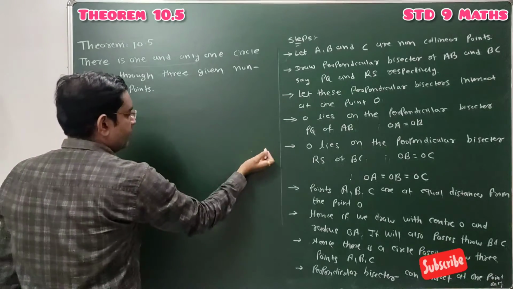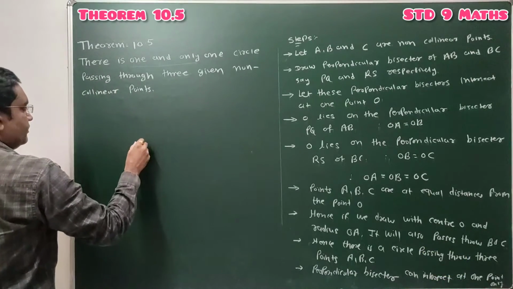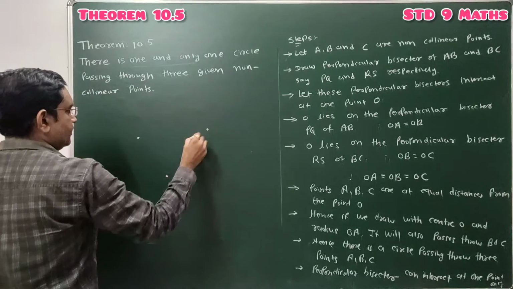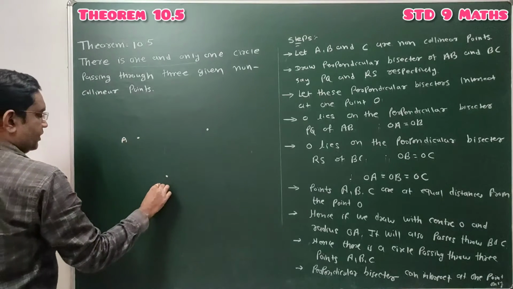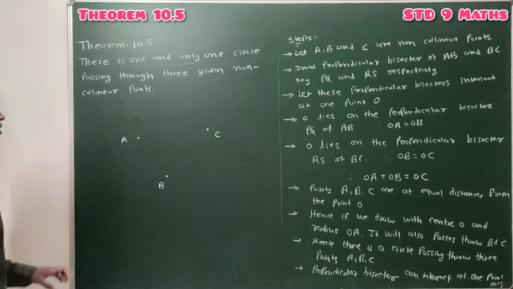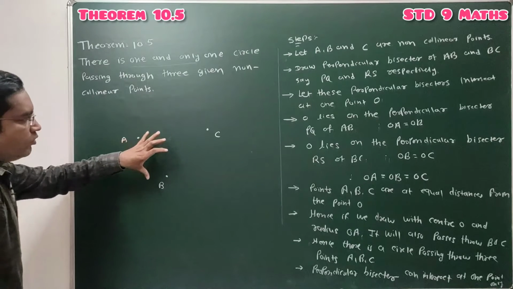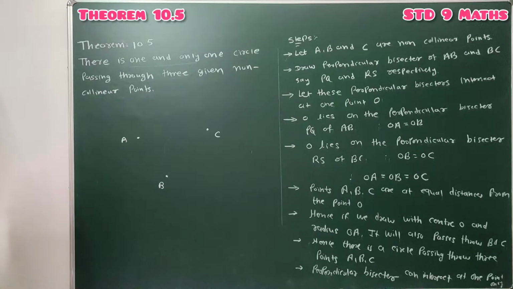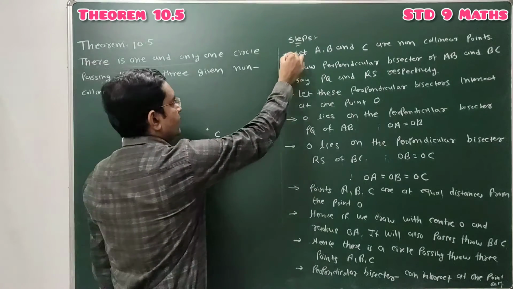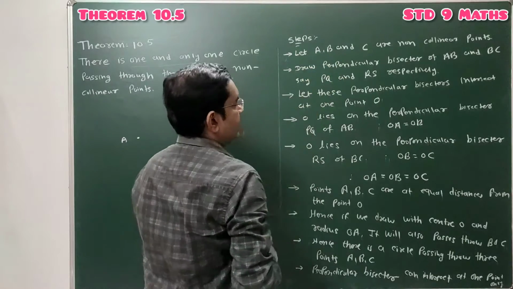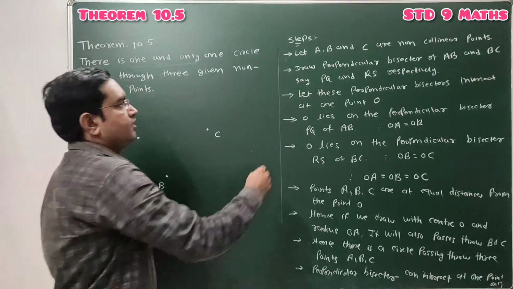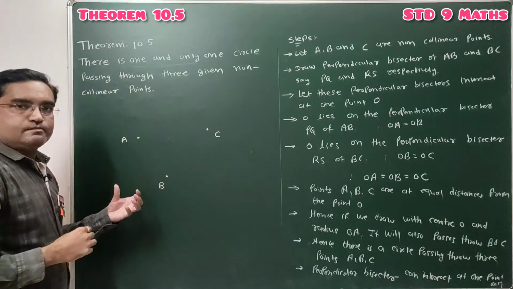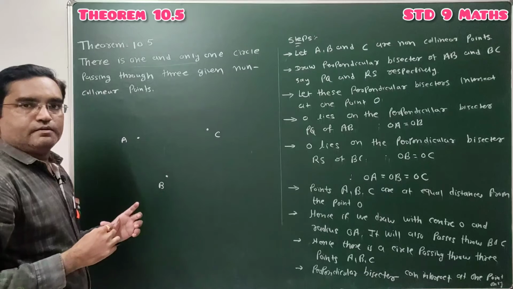So what are non-collinear points? The points which do not lie on the same line. So let us now consider these three non-collinear points A, B and C. From these three non-collinear points, one and only one circle can pass through them. A, B, C are non-collinear points, that means the given three points do not lie on the same line.